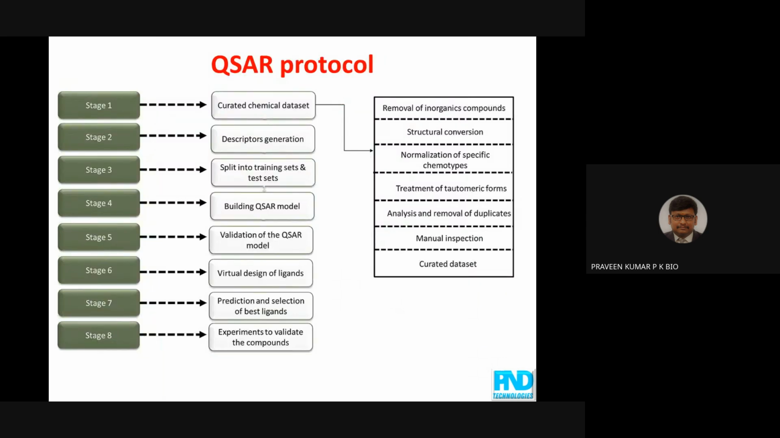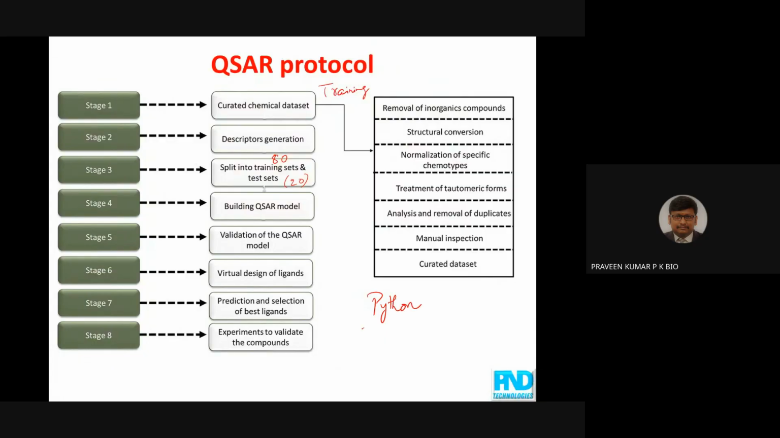QSAR protocol: start with a curated chemical data set. That's what I call the training data set. For curating a chemical data set, we have these sub-steps: removal of inorganic compounds, structural conversion, normalization, treatment of protomers. Next, we proceed to stage 2, descriptor generation. Then split into training and test data. Training we can increase to 80% or more, and the test data set can be 10 to 20% of the total data we have. Even like this we can split into 2 different files, even through Python programming.